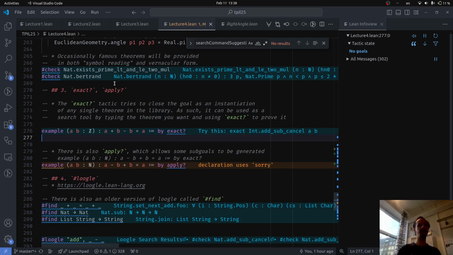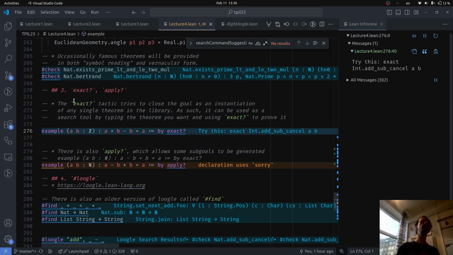So another method of search is the exact? tactic, sometimes also known as library search because it used to be called that. So the idea is the exact tactic: you can throw it at any goal and it will attempt to prove your goal in basically one step by applying any theorem in the library. So it just searches the whole library trying to find a lemma that is exactly your statement, which makes it effectively a search tool, right?